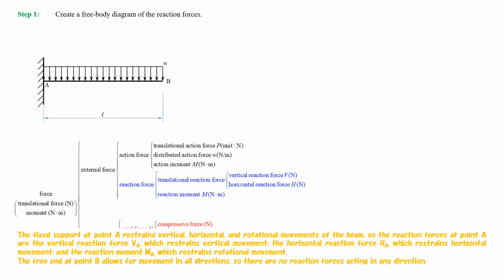The fixed support at point A restrains vertical, horizontal, and rotational movements of the beam, so the reaction forces at point A are the vertical reaction force VA, which restrains vertical movement, the horizontal reaction force HA, which restrains horizontal movement, and the reaction moment MA, which restrains rotational movement. The free end, at point B, allows for movement in all directions, so there are no reaction forces acting in any direction.